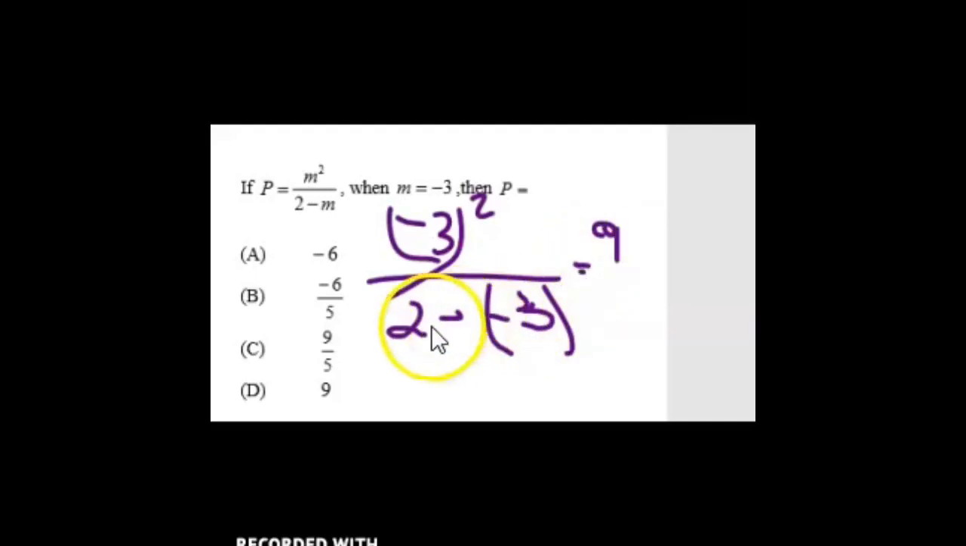Negative and negative is positive, so 2 plus 3 is 5. So the answer is C, 9 over 5.